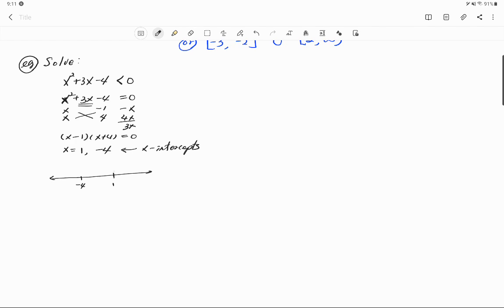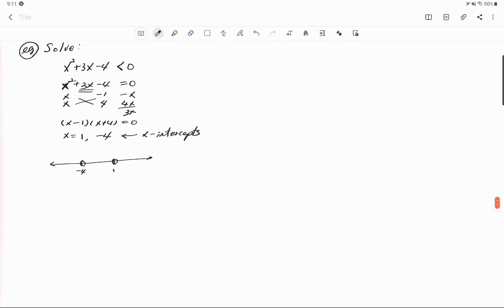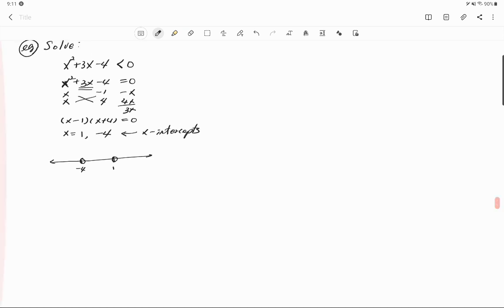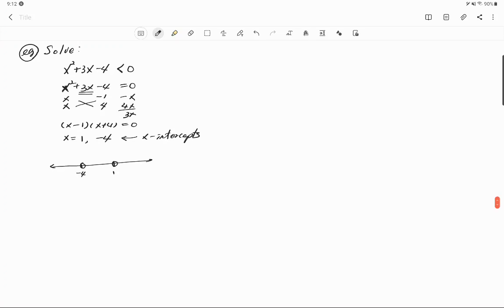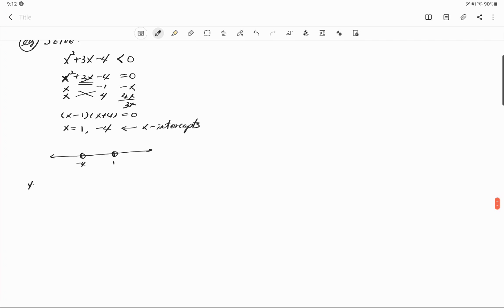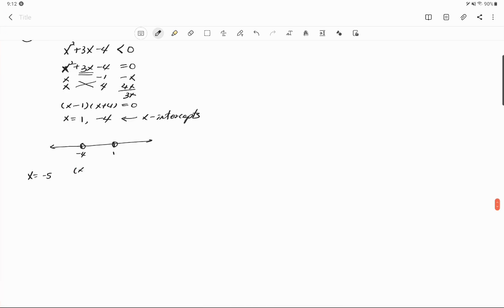As you see, the inequality does not contain an equal sign. So the endpoints, the x-intercepts, are not included in the solution. So I will put open circles. Open circles mean these x-intercepts are not included. Then for each interval, we will find whether the expression, the polynomial, is positive or negative. So let's plug in. For x, any number that is less than -4, let's use -5.